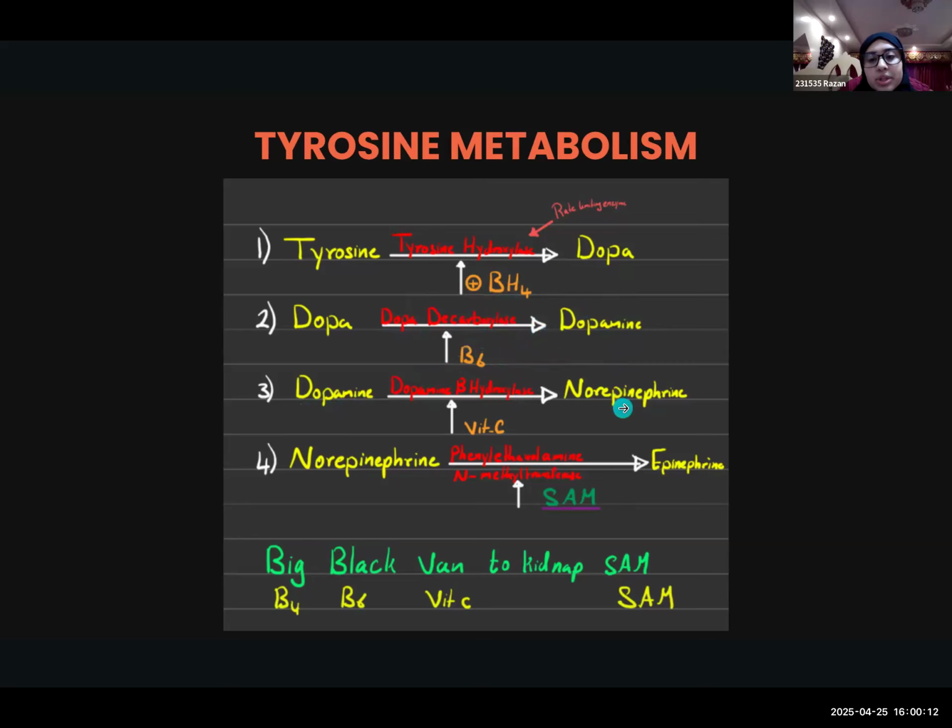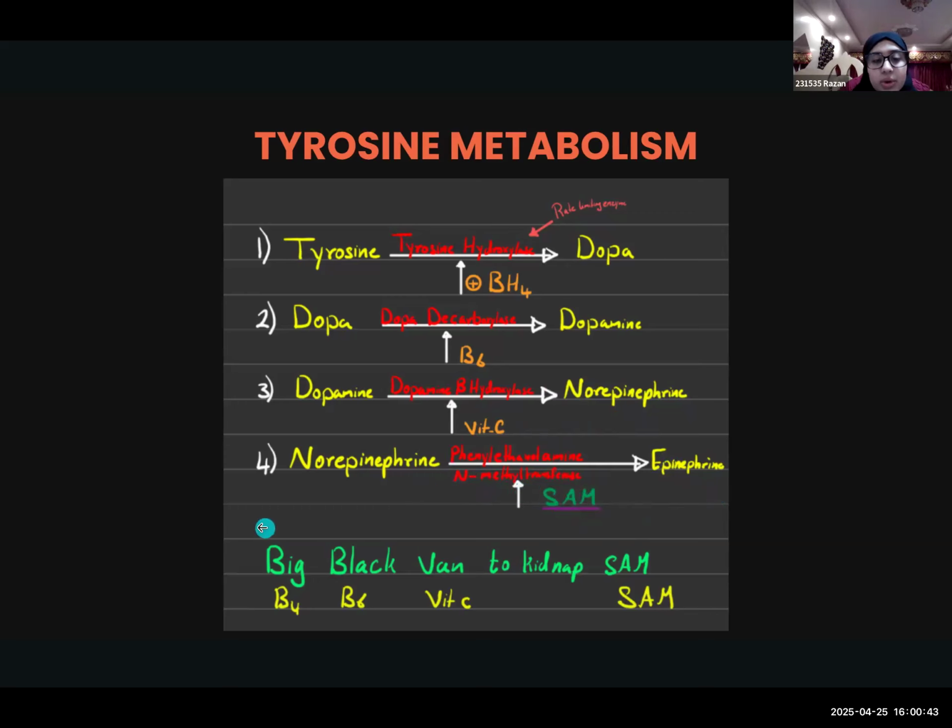Dopamine is converted into norepinephrine by the enzyme dopamine beta hydroxylase. Here we also need a cofactor, vitamin C, to activate this enzyme. Then finally, norepinephrine is converted into epinephrine, and at this stage we need SAM. I don't think they're going to ask you about this enzyme, phenylethanolamine N-methyltransferase, but you need to know that we need SAM at this step, okay?